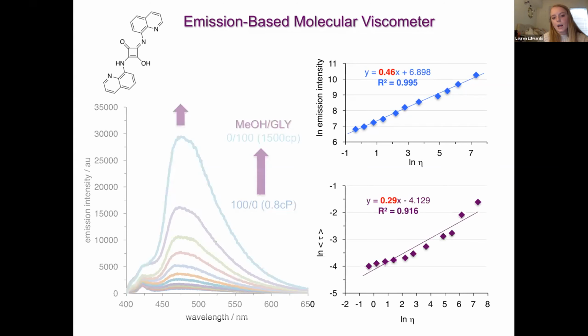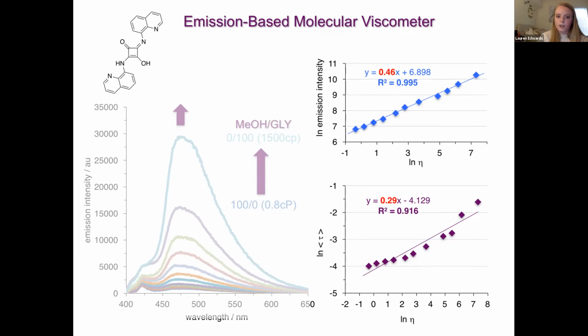We also looked at emission lifetime, which again is just a photophysical parameter telling us how much time the molecule spends in the excited state. We plotted this as a function of viscosity and still got a slope greater than 0.1. The point of doing this was just to ensure that this really is a viscometer and to remove any question of how changing the concentration or the ratio of methanol to glycerol might affect emission.